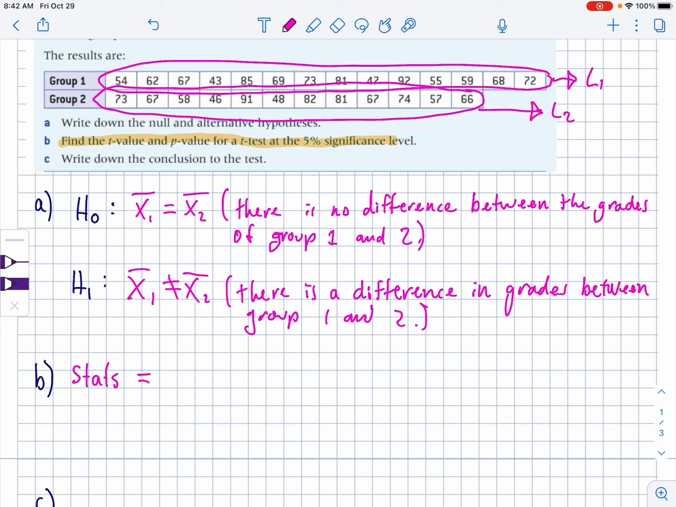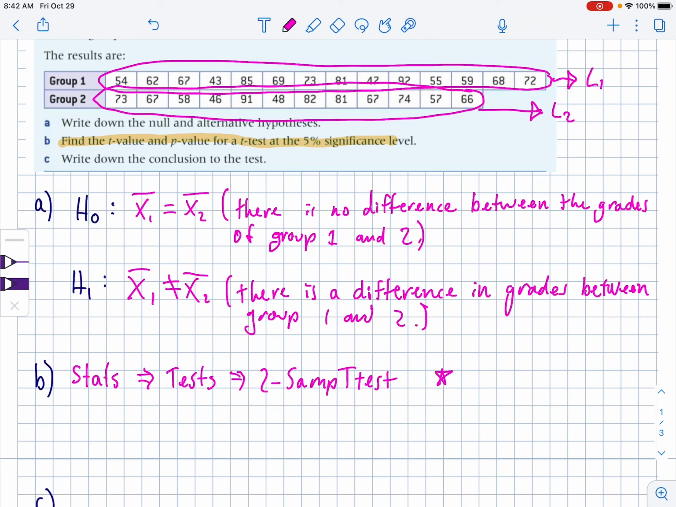So you go to stats, tests. You guys have been there before. And then you're looking for the two-sample t-test. Two-samp t-test. Once you run that, really you don't want to just mess with any of the settings. Make sure list 1 is L1 and list 2 is L2. Frequency 1 and frequency 2 just leave as 1s. And then make sure the does not equal mu2 is highlighted.